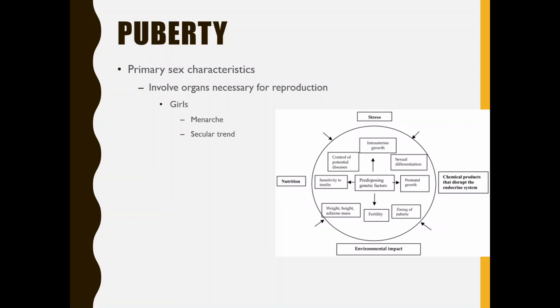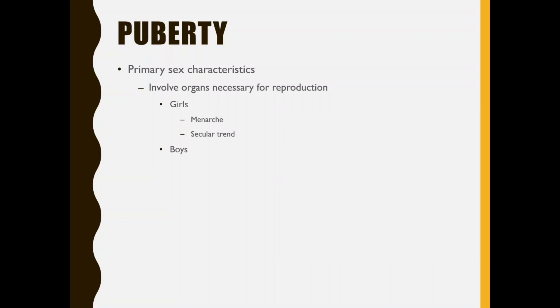So what we are looking at as far as our explanation for the secular trend is there are probably some predisposing genetic factors that have to be taken into consideration, because we do see differences among racial groups as far as the onset of menarche, and so that would probably best be explained through genetic differences. But within any group, there's a lot of variation, and so we have to look at things like nutrition and stress and environmental impact and chemicals and things like that.